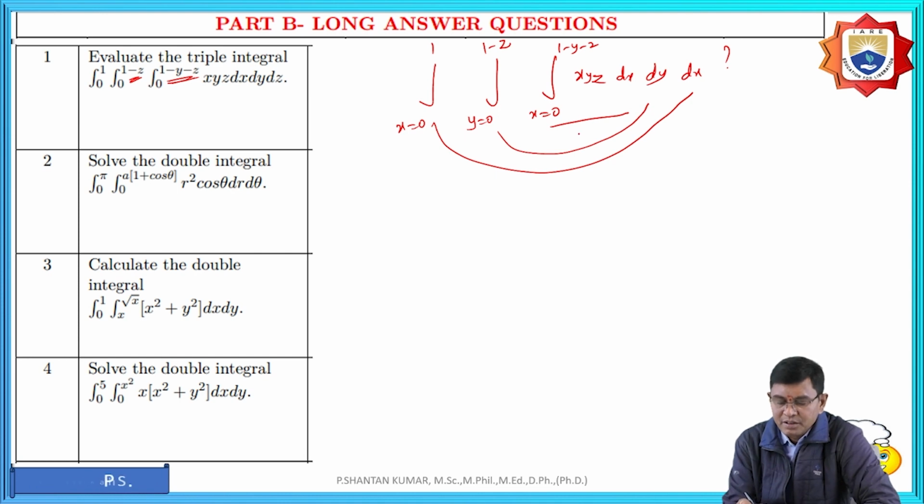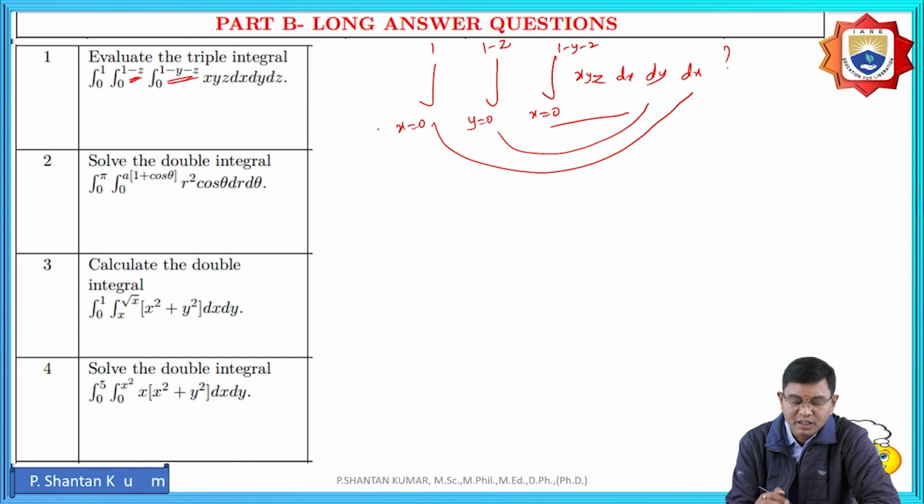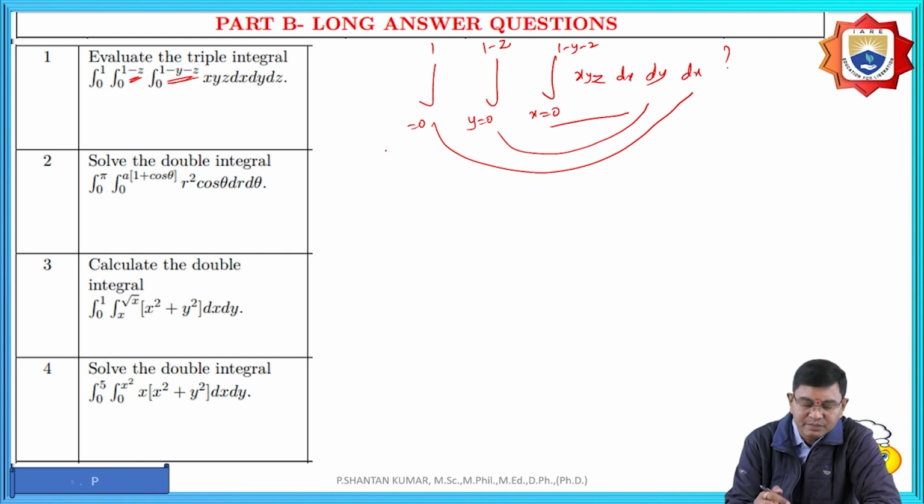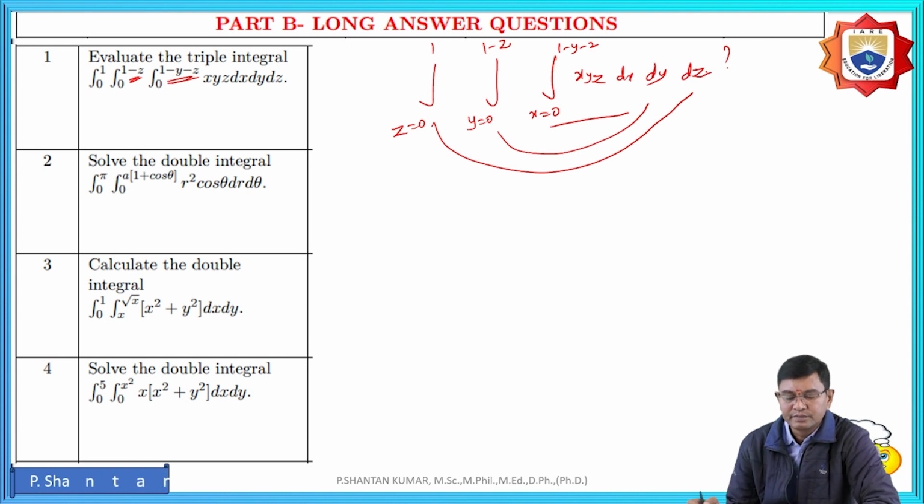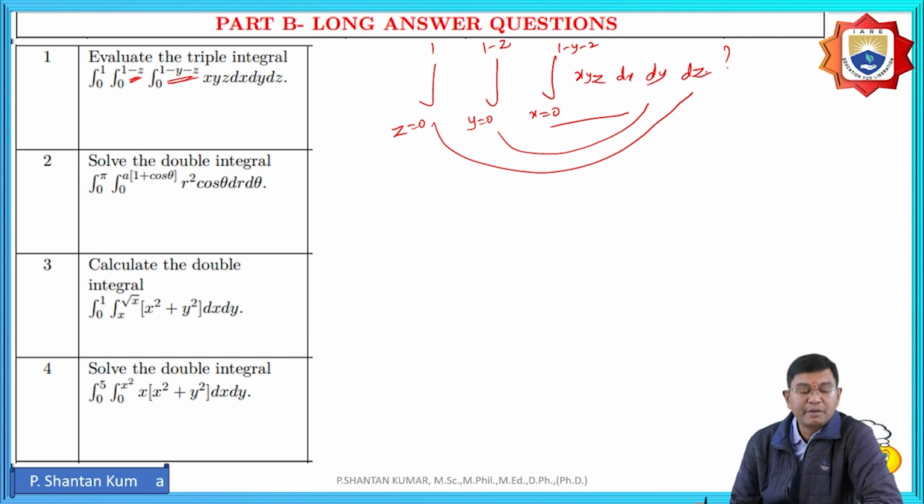Sorry, the last one is z only, not x. It is z only, because according to this we need to give the priority.